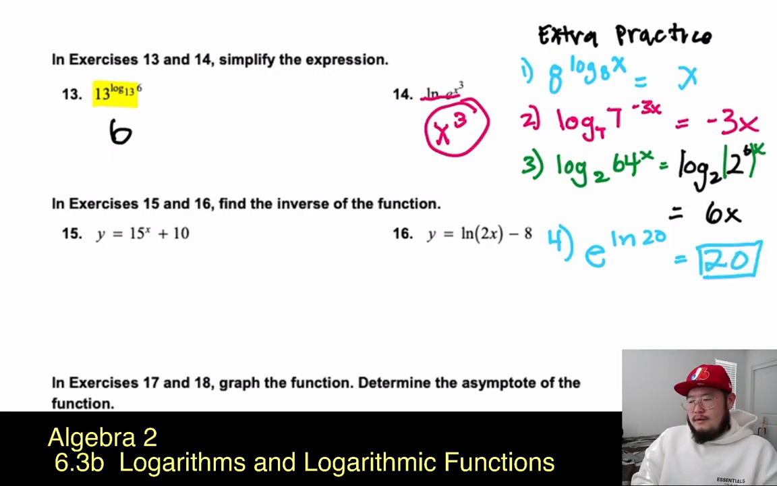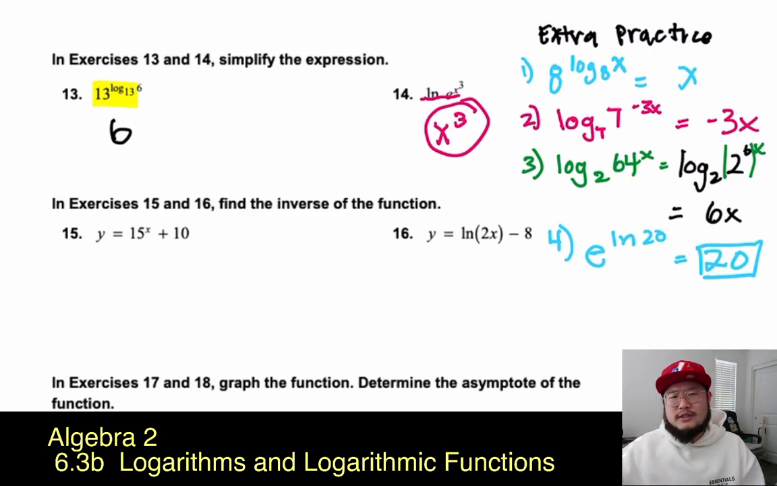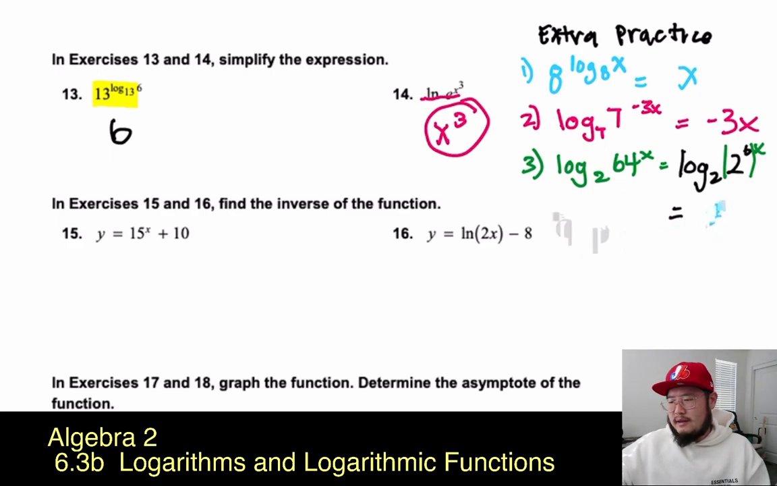All right, so we have 4 extra examples right here to help you out and get you through this. And that should kind of get you through most of the different scenarios that you'll see in your homework. Let's go ahead and move on now. Let's take a look at number 15.